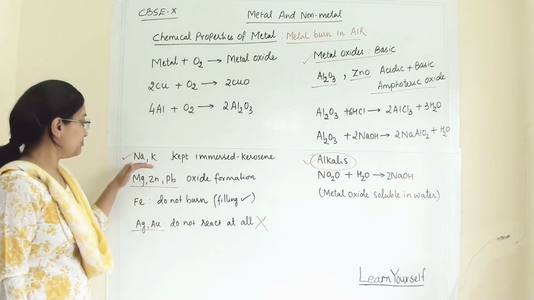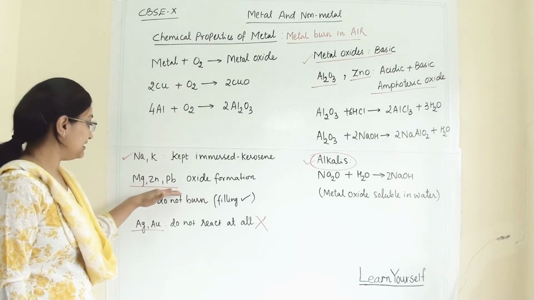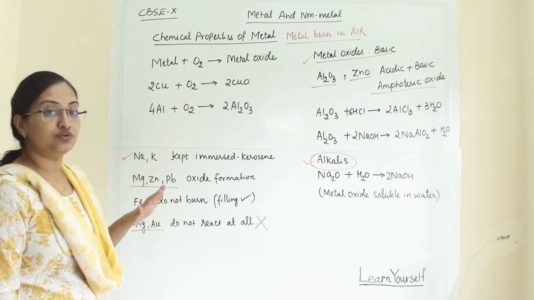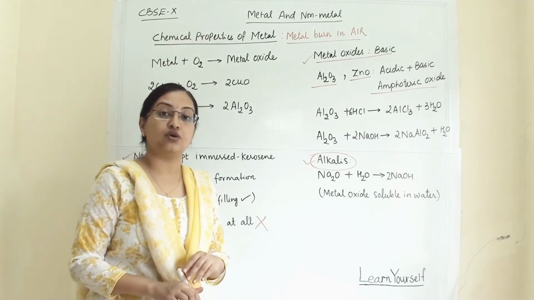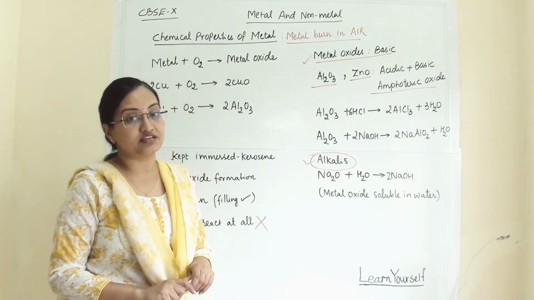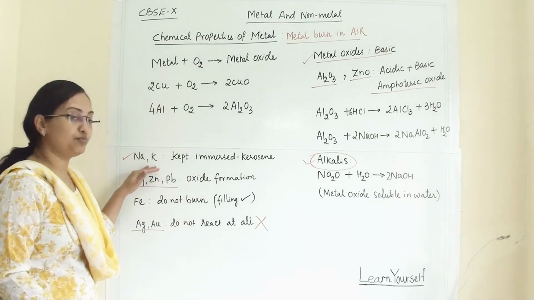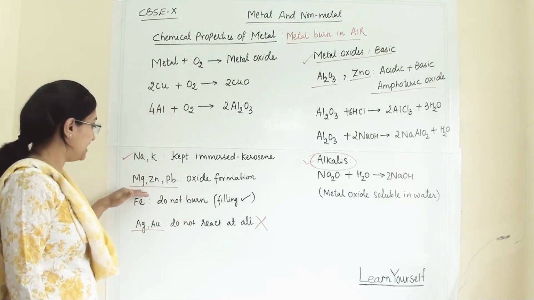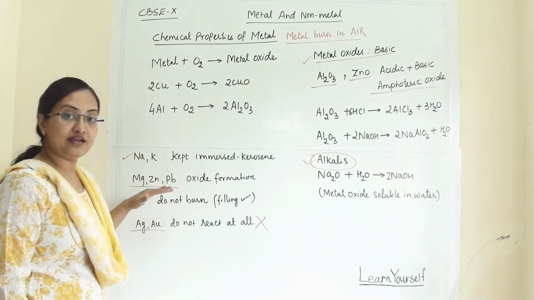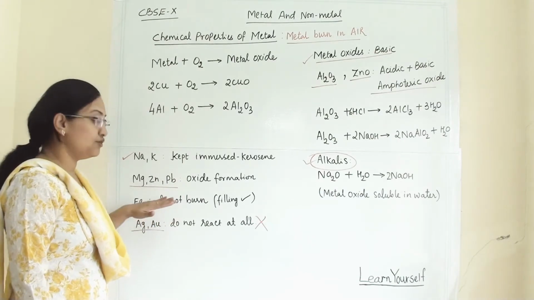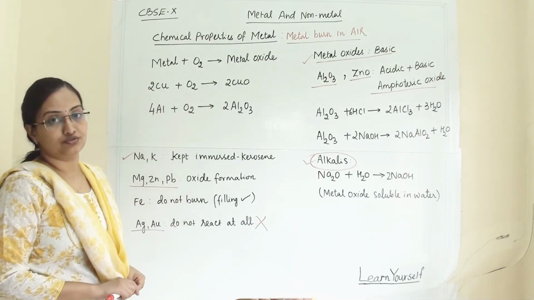So silver and gold will not show any reaction with atmospheric oxygen. But sodium, potassium, magnesium, zinc, lead and iron will show reaction with atmospheric oxygen according to their reactivity. Because sodium and potassium are most reactive. In between, magnesium, zinc, lead and iron will not burn with oxygen.